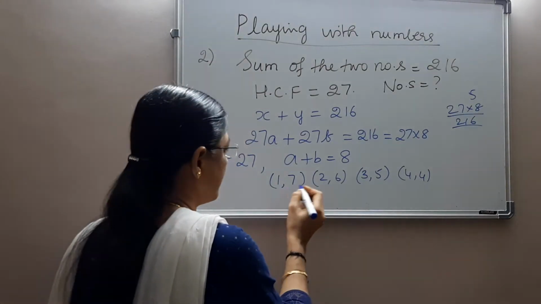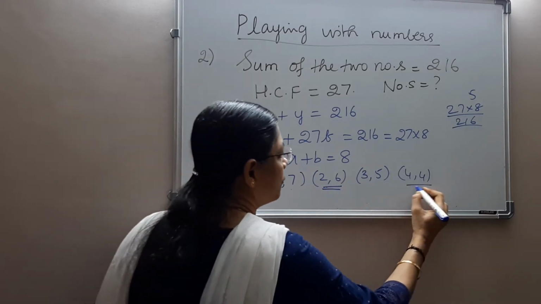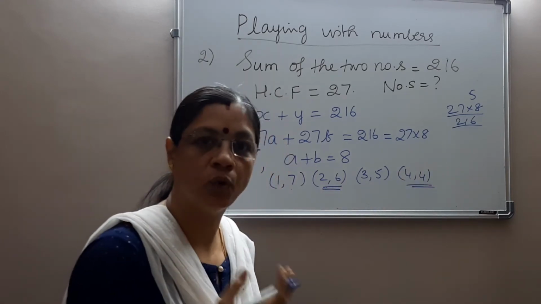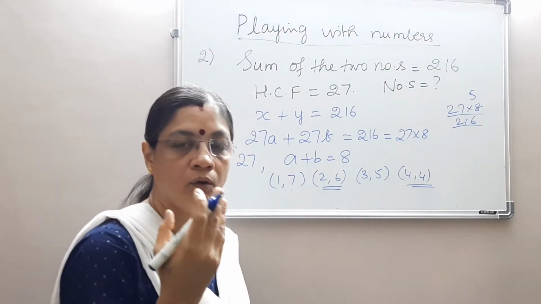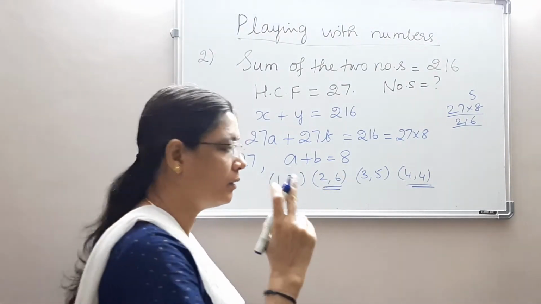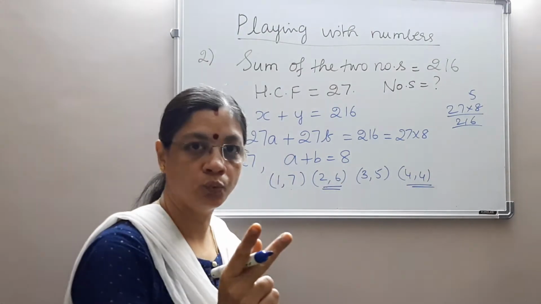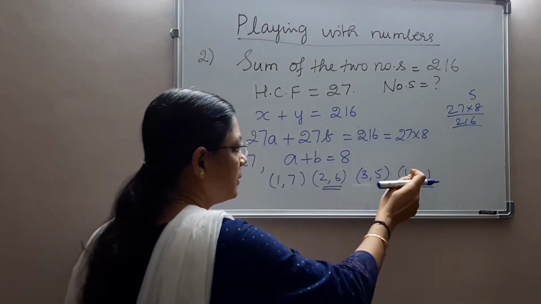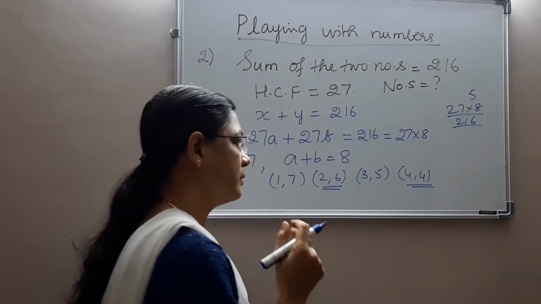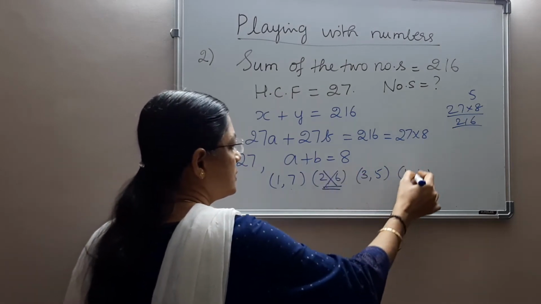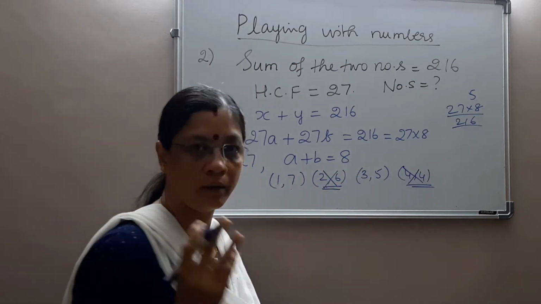See, 1, 7, 2, 6, 3, 5, and 4, 4. 2, 6 is not co-prime and 4, 4 is not co-prime. Why? Because co-prime numbers, we know, have no factor in common other than 1. These two numbers have a common factor other than 1, that is 2, and for 4 and 4 also 2 and 4 are common factors other than 1. So these two combinations are not possible. Therefore 1, 7 and 3, 5 are co-primes.